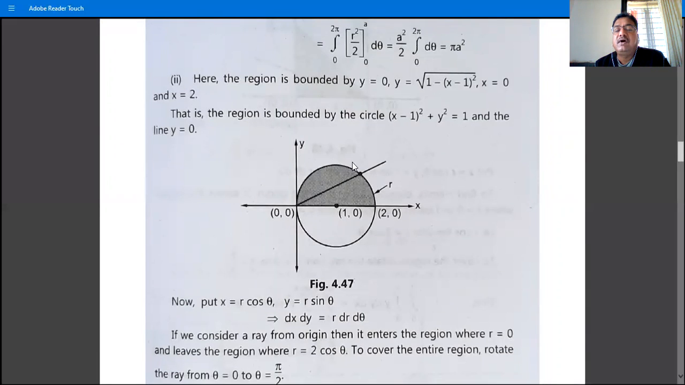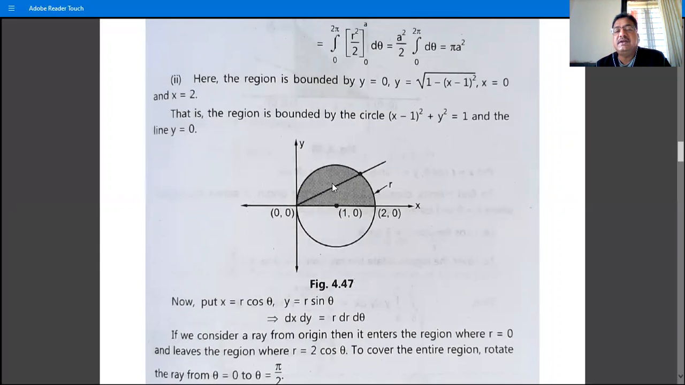So draw a circle having center 1 0 and radius 1. And x is equal to 0 means the y-axis, and x is equal to 2 is the line parallel to the y-axis passing through the point 2 0. And y is equal to 0 means the x-axis.